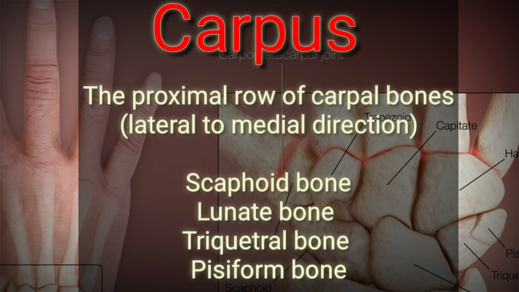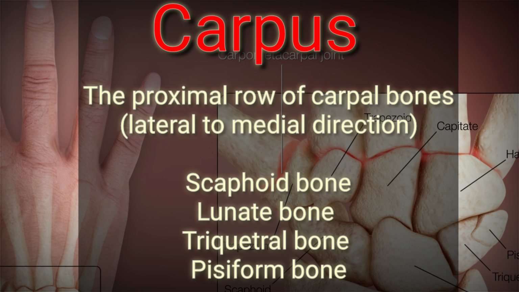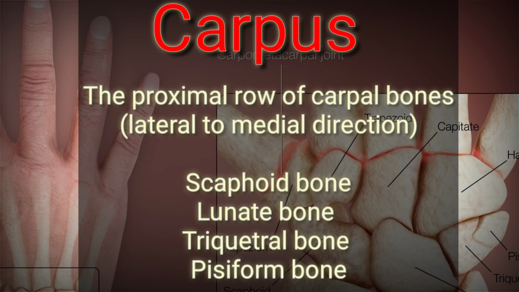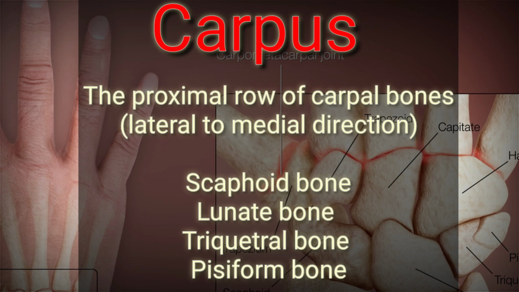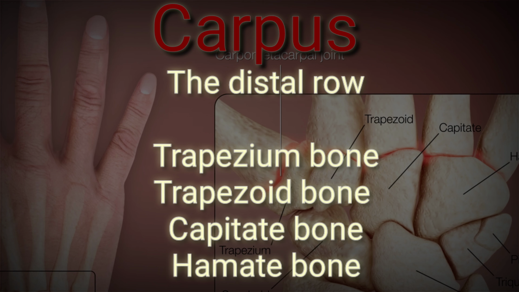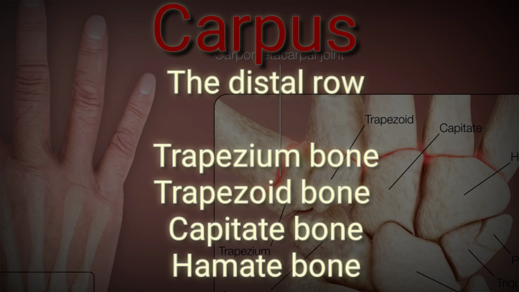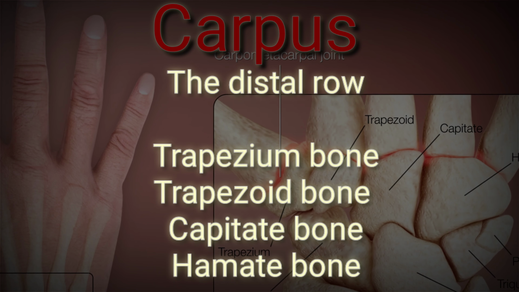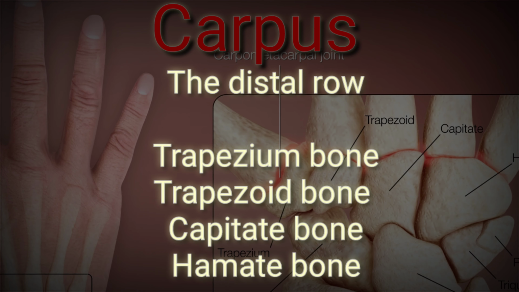The proximal row of carpal bones, as seen in a lateral to medial direction on the palmar surface, include the scaphoid bone, the lunate bone, the triquetral bone and the pisiform bone. The distal row, as seen from the same viewpoint as above, includes the trapezium bone, the trapezoid bone, the capitate bone and the hamate bone.